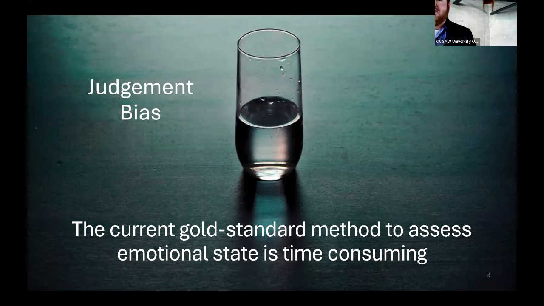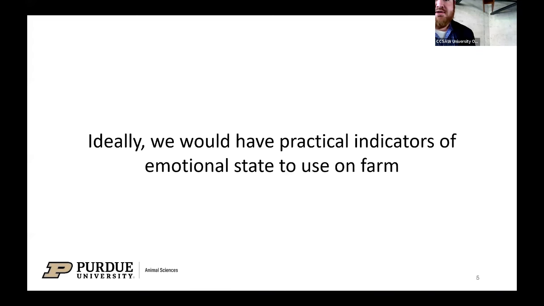Judgment bias testing takes training of the animals. It's time-consuming. And when asking a producer or anyone else like that what we can do on farm, they may not be keen to build a new facility for us. So ideally, we would have some practical indicators of emotional state to use on farm.